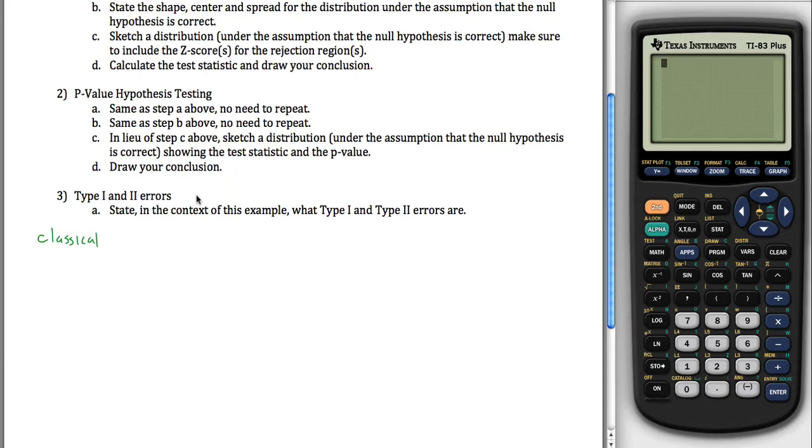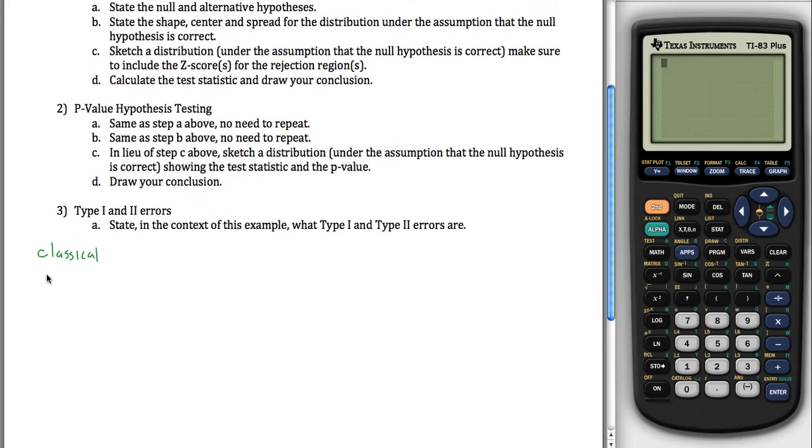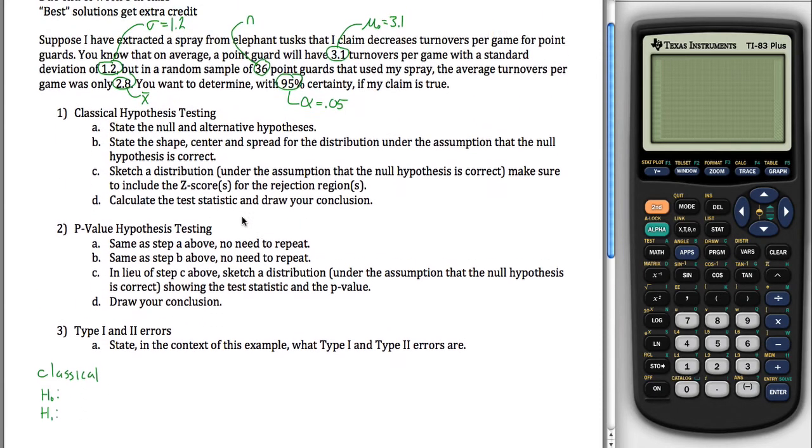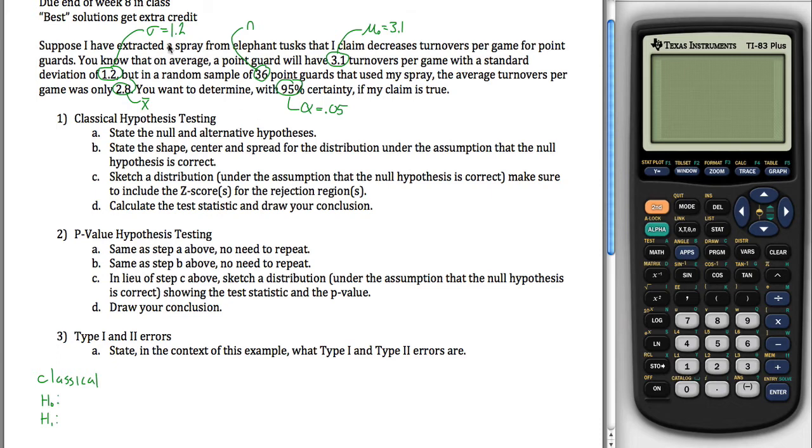So the first step it asks for is to state the null and alternative hypothesis. We use H0 or H naught for null and H1 for alternative. The alternative hypothesis is what my claim is, and the null hypothesis is kind of that my claim is wrong, that this spray doesn't have any effect.